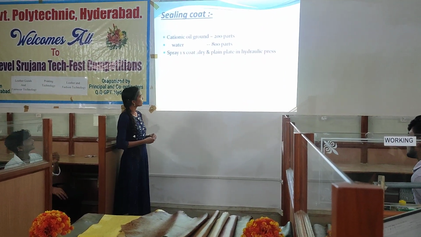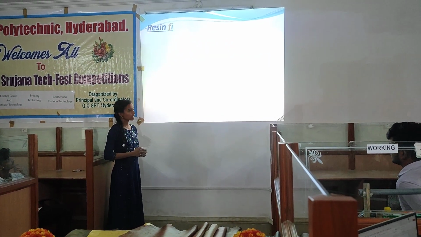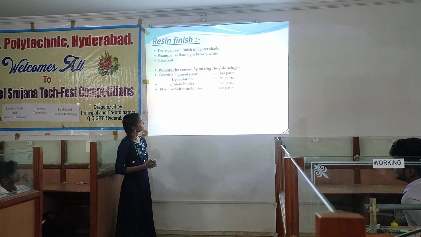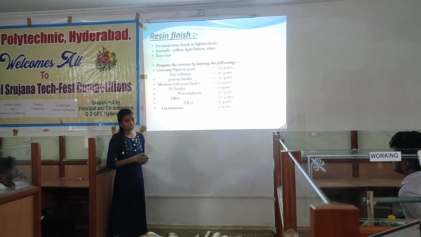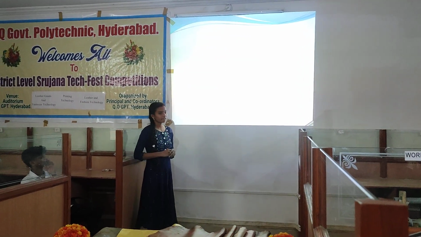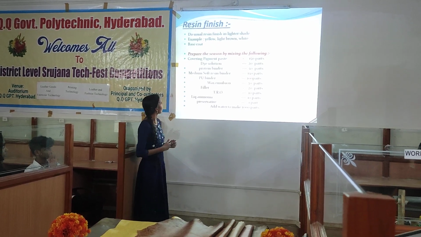Next, sealing coat. Sealing coat is prepared by these chemicals to give leather softness and smoothness. Resin finish. We will do the resin finish with the following chemicals. In the resin finish, first we will give the lighter shade. The next finishing we will do is the darker shade.